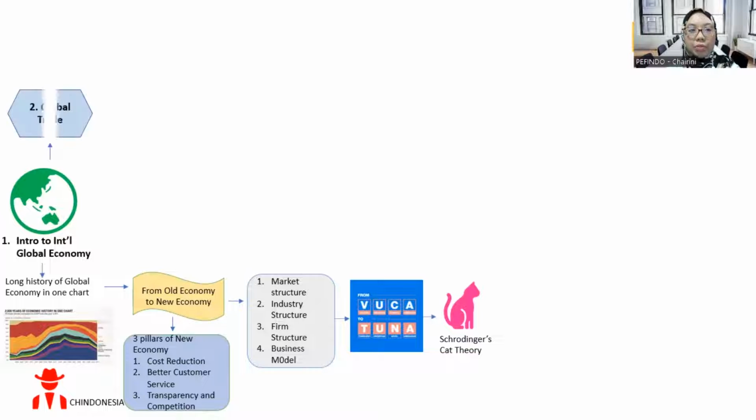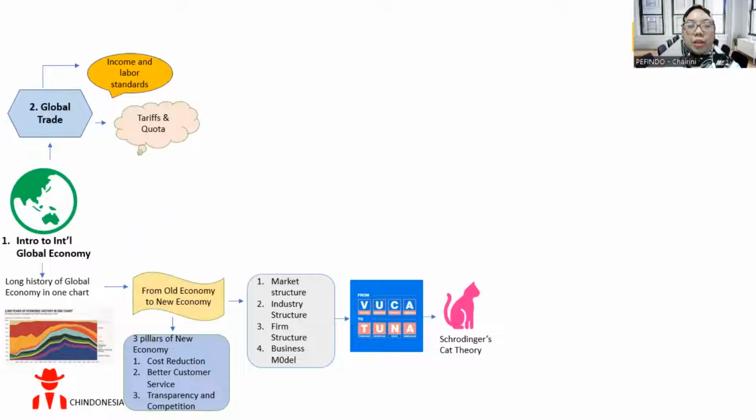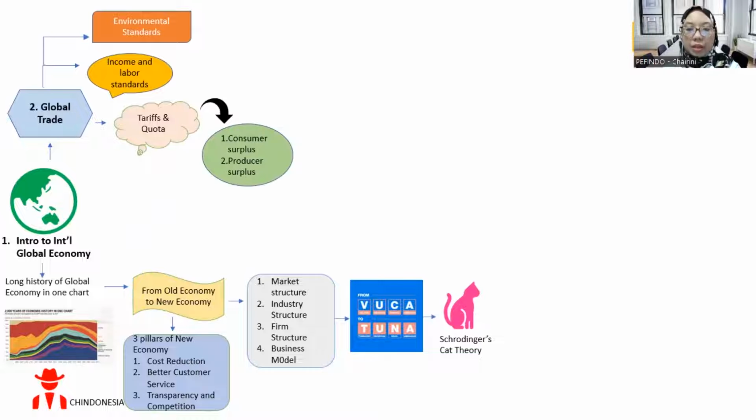Moving on to the next week, we learn about global trade. In this section, we learn about tariff and quota, income and labor standards, environmental standards. So what does that mean? Tariff is a tax on imports, while quota is a physical limit on import quantity. It can be a set amount or percentage. Quotas can come in many forms, for example, import licensing requirements or voluntary export restraint.